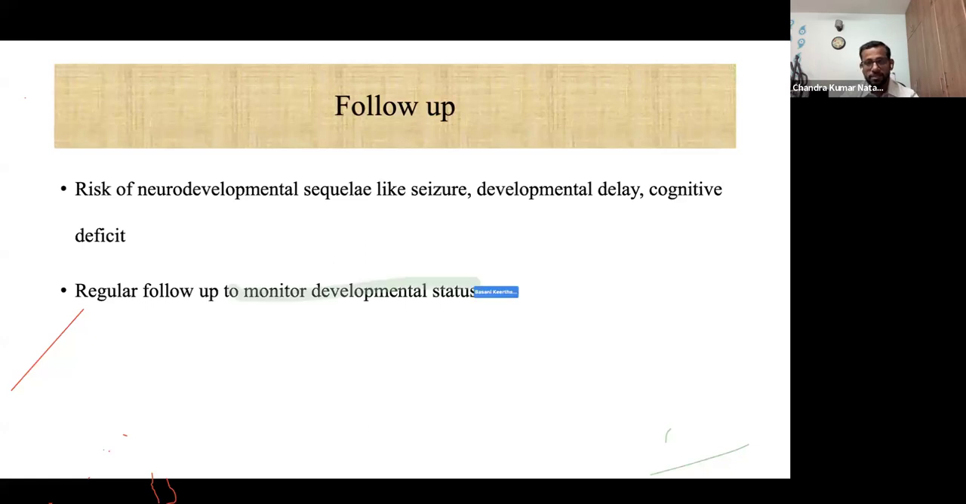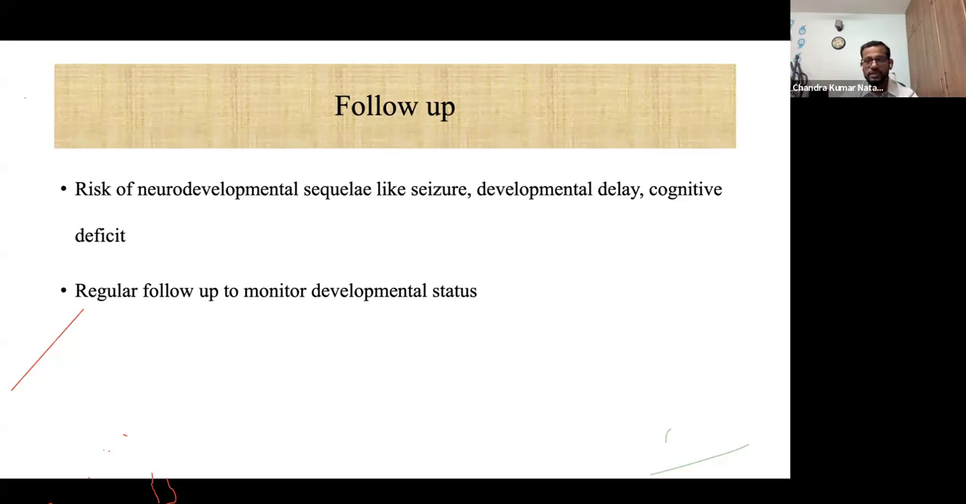If you think there could be some other reason for developmental delay, you may have to go for imaging to identify whether the lesions are attributable to hypoglycemic injury or any other coexisting problem. Okay. So otherwise, generally, we don't regularly do MRI in all these babies.